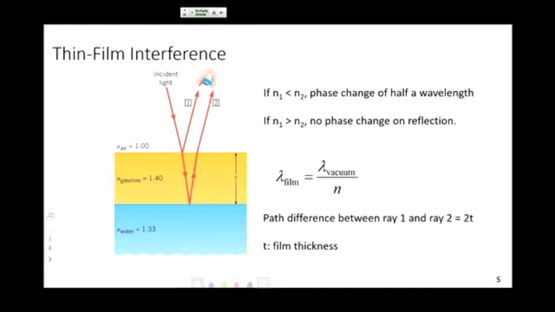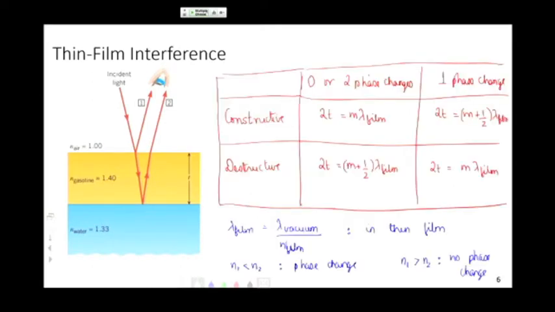The second thing to remember in this problem is that this path length difference is occurring inside the film. So if the film has a different index of refraction, then you have to worry about the fact that the wavelength of light in that film is the wavelength in vacuum divided by the index of refraction. Okay, so two points to keep in mind. This is a summary of thin film interference.